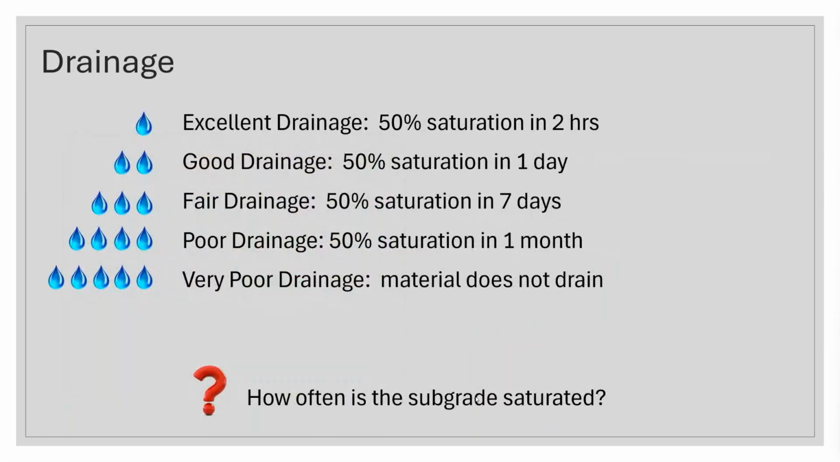In general, excellent drainage would be that we can get from fully saturated down to 50% saturation in about 2 hours. Good drainage would be to get to 50% saturation in about a day. Fair drainage is in 7 days. Poor drainage, it would take a month. And very poor, it just really does not drain.